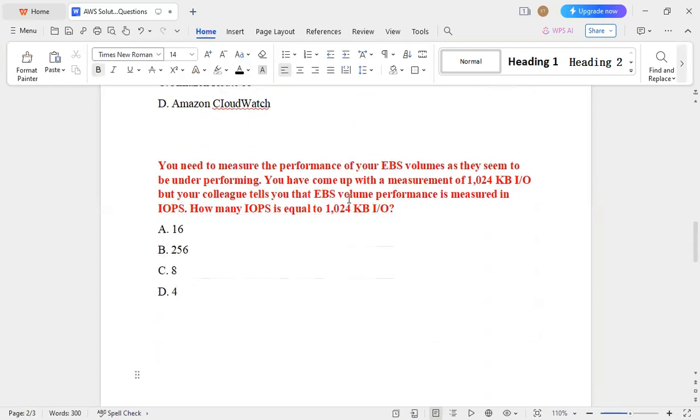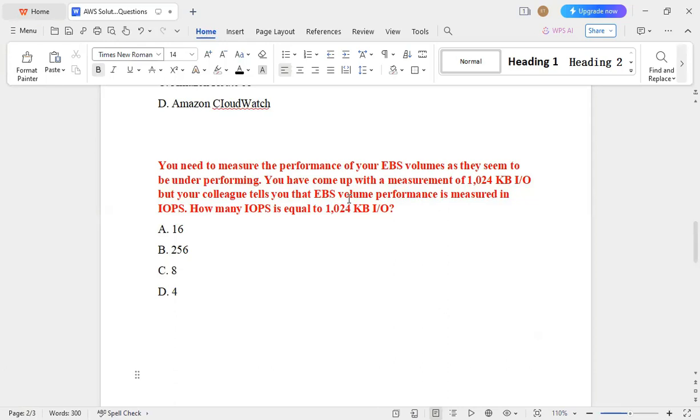You need to measure the performance of your EBS volumes. EBS means elastic block storage, as this seems to be underperforming. We have come with the measurement of 1024 KB IO. IO means input or output, but your colleague tells you that EBS volume performance is measured in IOPS. IOPS is nothing but input output per second. How many IOPS is equal to 1024 KB IO here?